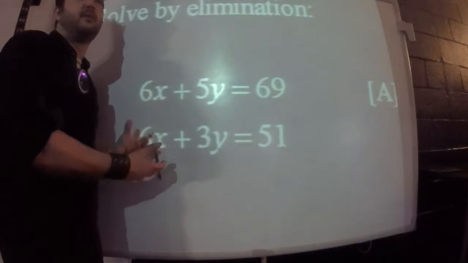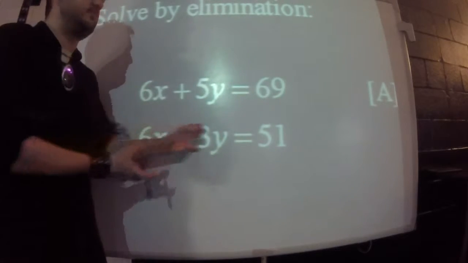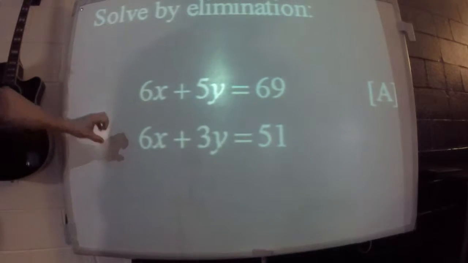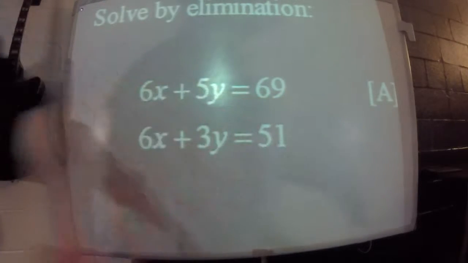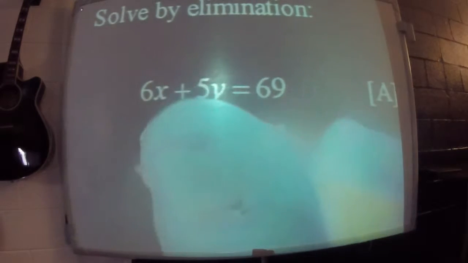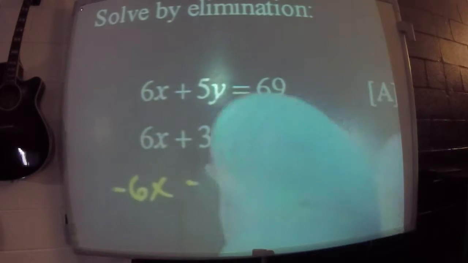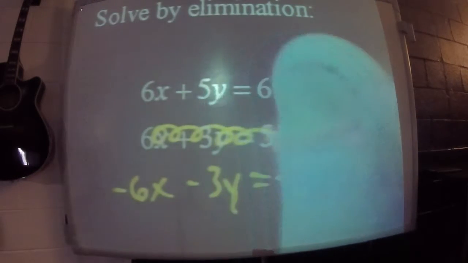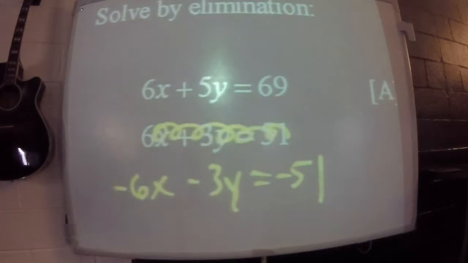I would go to the bottom and put a negative on. Let's multiply the entire bottom equation by -1, which means change the signs of the bottom equation. So let's make this -6x right here, -3y right there, and -51. And now add your stacks.